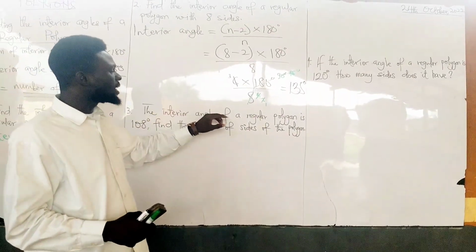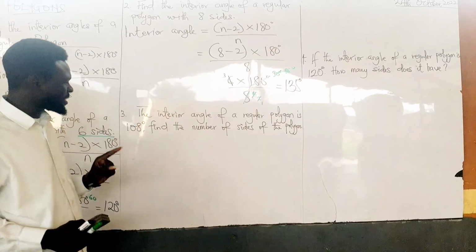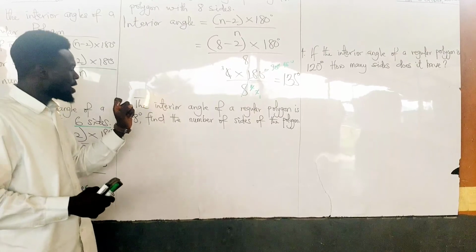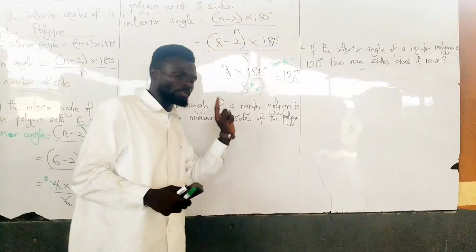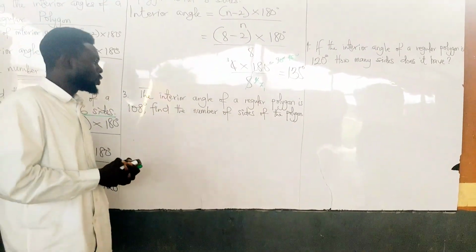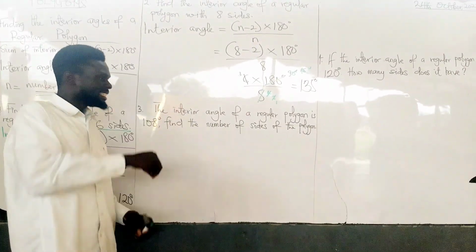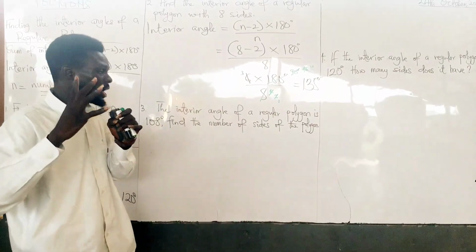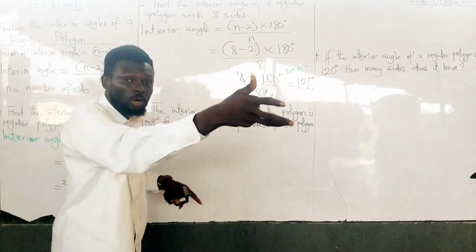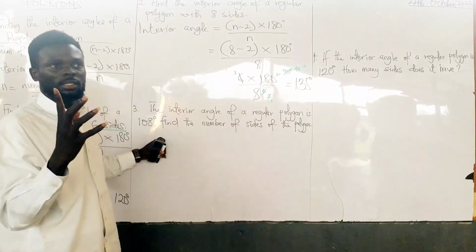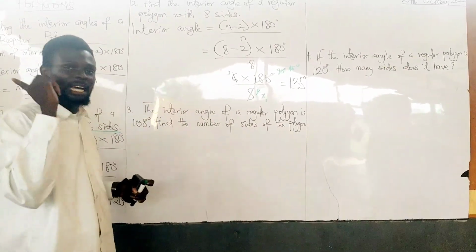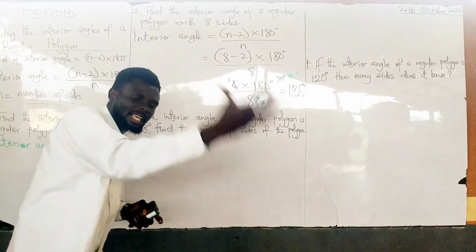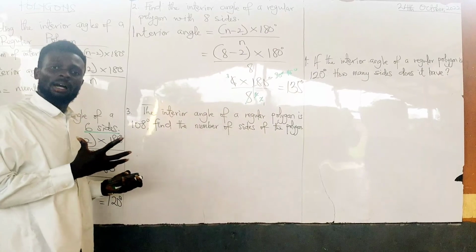the interior angle of a regular polygon is 108 degrees. Find the number of sides of the polygon. So the question is saying that the interior angle of a particular regular polygon is 108 degrees. The interior angle is 108 degrees. So you are to calculate for the number of sides. Let's see how we are going to do that.